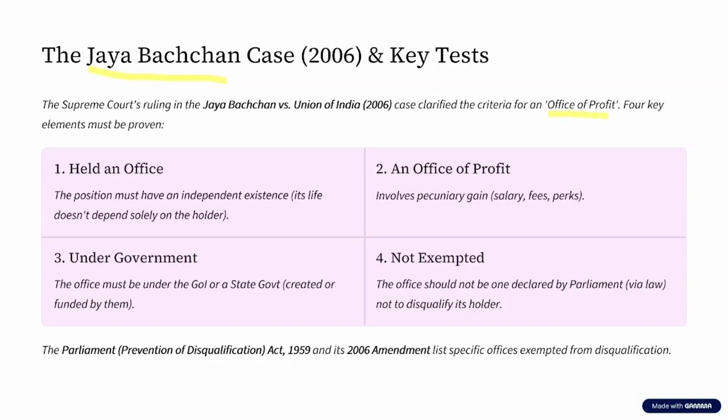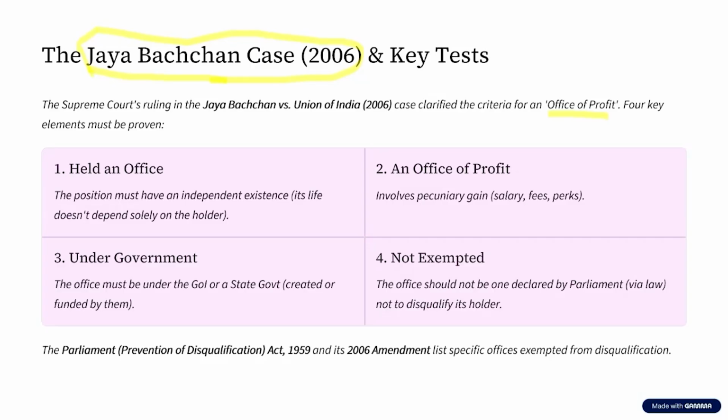Now, what did Jaya Bachchan do? Jaya Bachchan went to the Supreme Court of India. This famous case is called the Jaya Bachchan case of 2000. The Supreme Court studied this case in detail and upheld that Jaya Bachchan be disqualified for holding the office of profit. Now, what did the Supreme Court say?